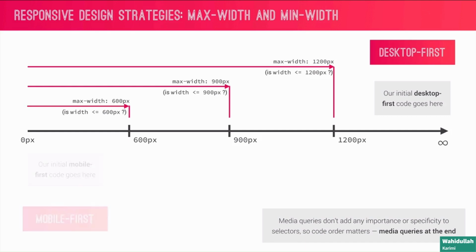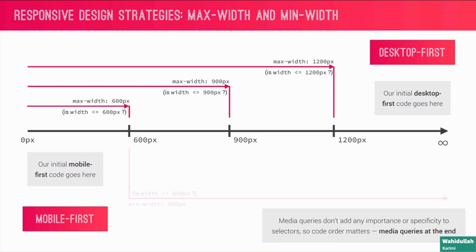So let's now look at the mobile-first approach, where our initial CSS code is obviously on the left side of the pixel spectrum, where the mobile phone screens are. So where before we had max width media queries, we now have min width queries, like this min width 600 pixels, which basically asks the question, is the current viewport width larger or equal to 600 pixels? If so, then the code applies.